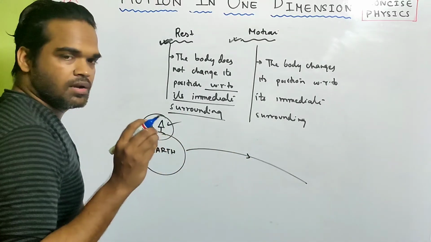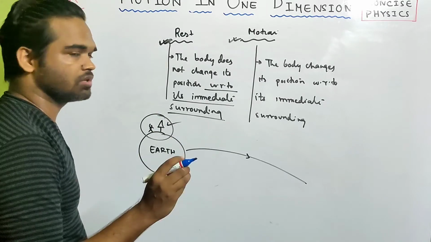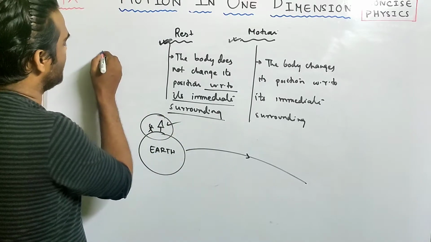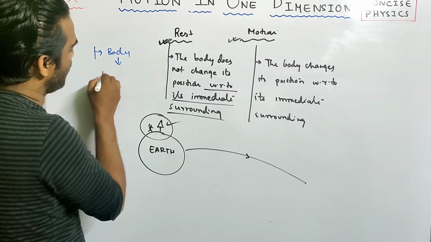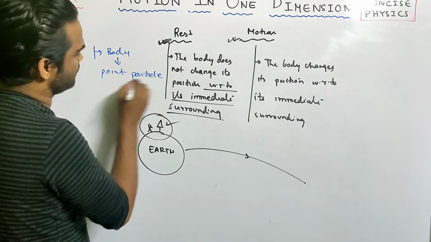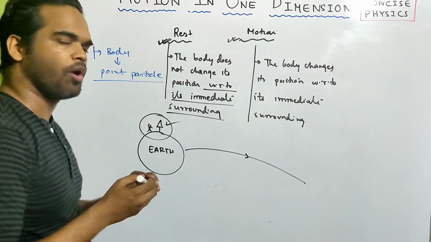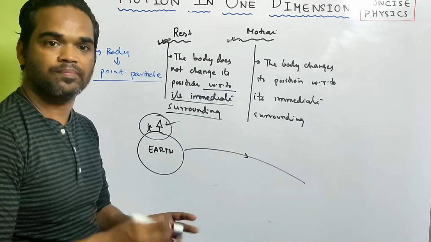Now, in this chapter, we'll be studying the description of motion of a body, and we assume the body to be a point particle. Whatever body we are assuming in motion here is a point particle. Now the question arises, a very big question: what is a point particle?